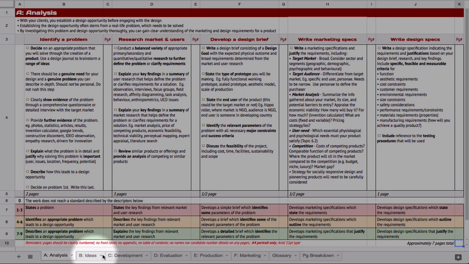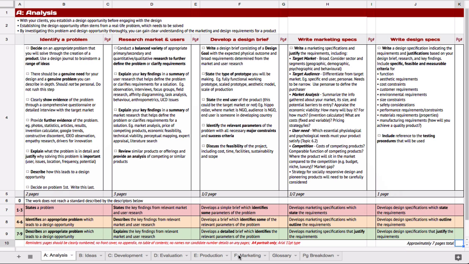It's divided into several tabs down here at the bottom. Each one of these letter labeled tabs is one of the criteria that you're judged on throughout the sections of your IA. And then there's also a glossary and a page breakdown.